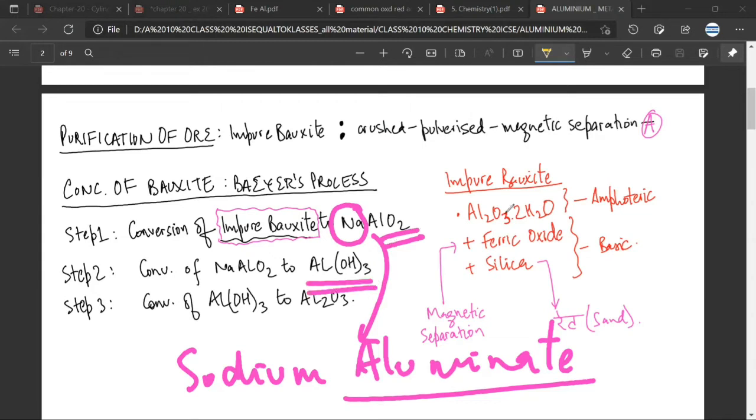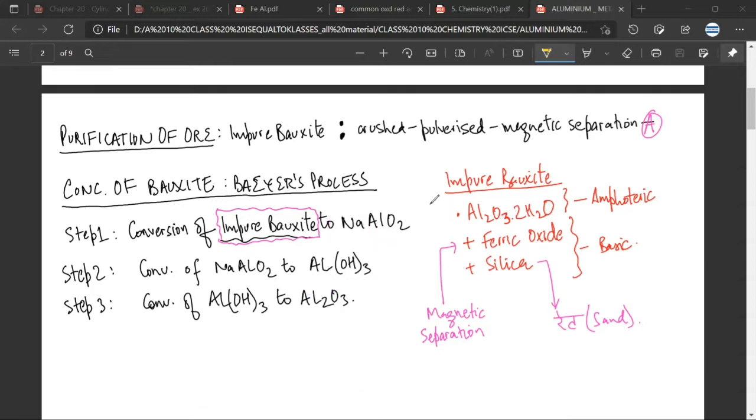So this is what I was explaining you in the beginning of the lecture, that in the first part, in Bayer's process, we take the difference in solubility of the compounds of sodium and the hydroxide compounds. Any doubt till here? No. So Al2O3 would be soluble in NaOH, but this ferric oxide and silica won't be.